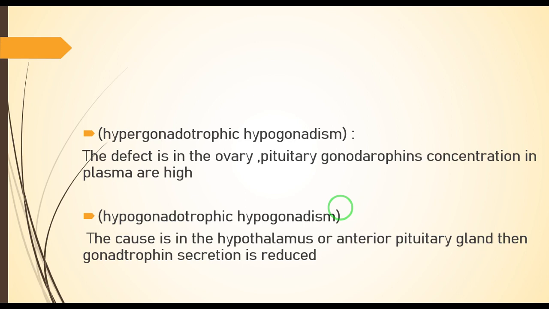This is in case of a defect in the pituitary or in the hypothalamus. While in hypogonadotropic hypogonadism, the output of the ovary will also be low, whether in hormone or in oocyte quality, and the cause in this condition is in the hypothalamus or the pituitary gland, so the gonadotropins are low and the output from the ovary is also low.